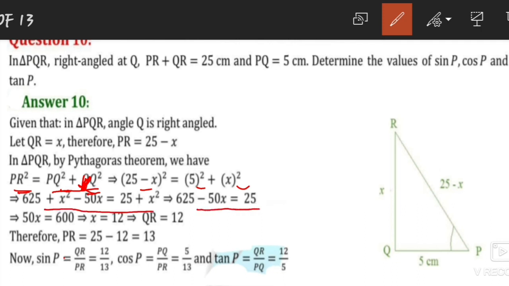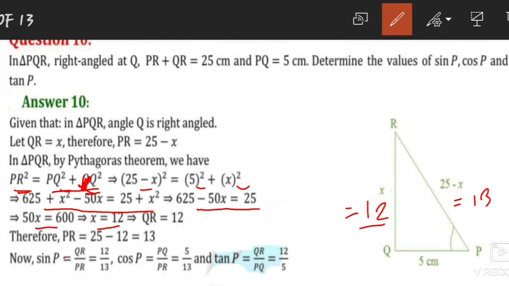If you solve this equation, you will get the value of x. The value of x will become 12. That means this QR will be 12. Now if this is 12, the value of this side will become 13, right, 25 minus 12, that is 13. So you got the lengths of PQ, QR and PR.